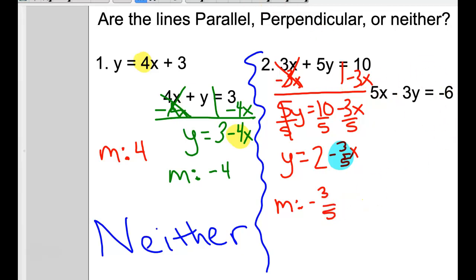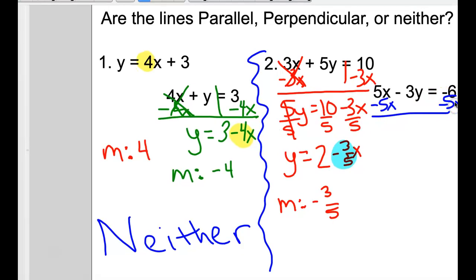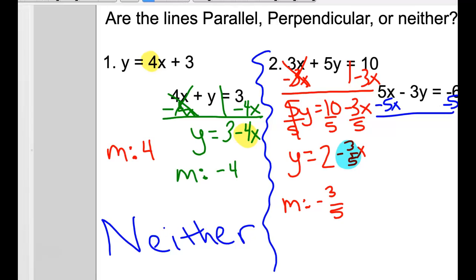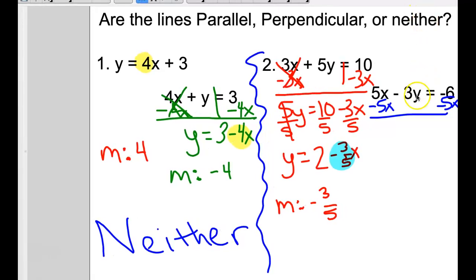And now I'm going to figure out my second slope. Because my equation is in standard form, I don't know the slope yet. So I'm going to subtract my 5x from both sides. Always get rid of your x first. So I'm going to subtract my 5x from both sides, which is going to leave me with this negative 3y on this side, and my negative 6 and my minus 5x on the right side.